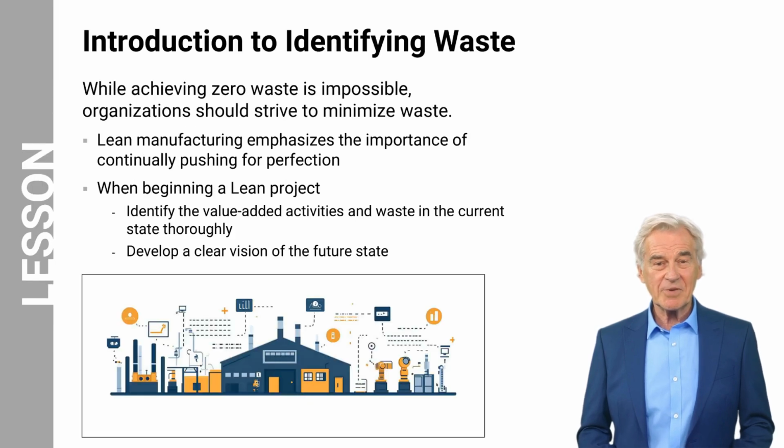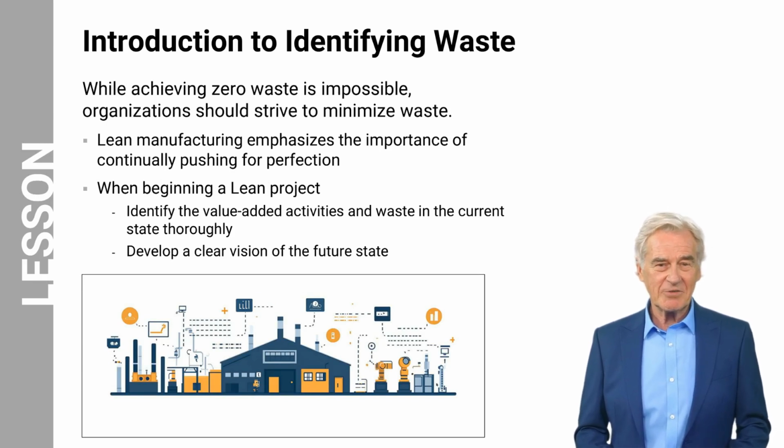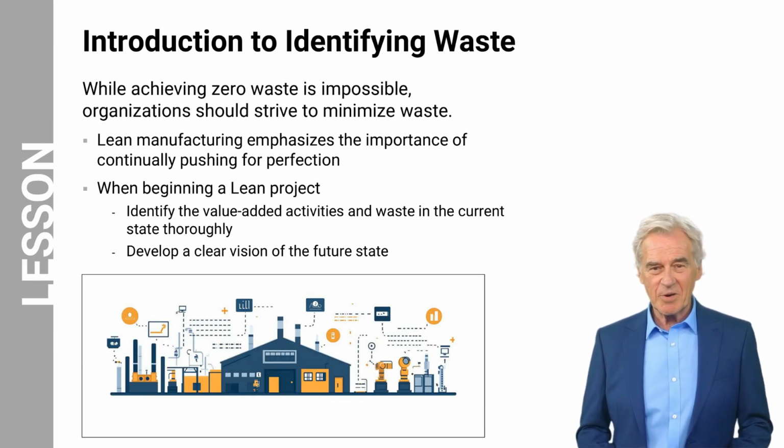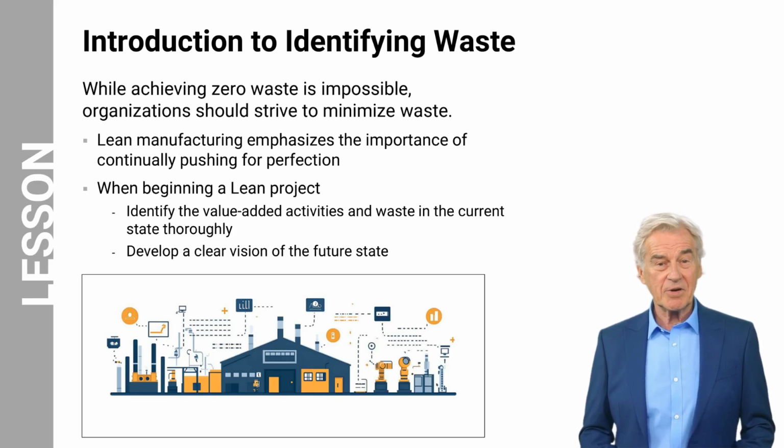Regardless of how good or bad a manufacturing process is, waste is always present in some shape or form. A completely waste-free process is unheard of, but creating a process as close to perfect as possible is a great goal. Lean manufacturing emphasizes the importance of continually pushing for perfection. When beginning a lean project, it is essential to thoroughly identify value-added activities and eliminate waste in the current state. Develop a clear and well-defined vision for the desired future state of the system.